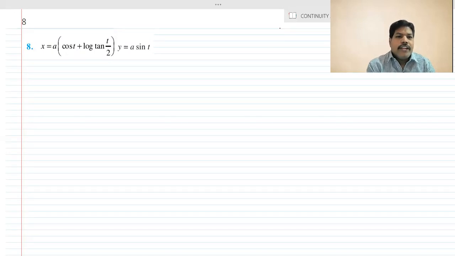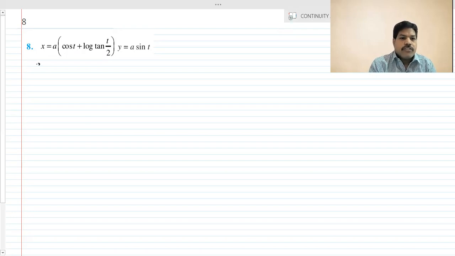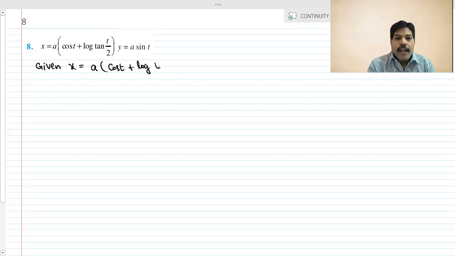x is equal to a into cos t plus log of tan t by 2, and y is equal to a sin 2t. They are asking you to calculate the dy by dx value. How can you calculate that? Same model, students. First take the given x value: x is equal to a into cos t plus log of tan t by 2.